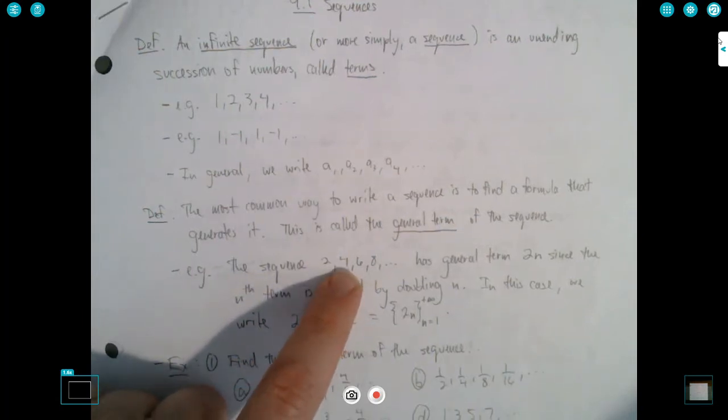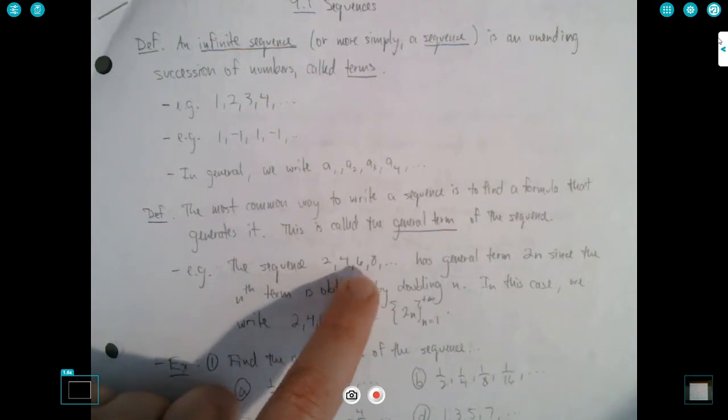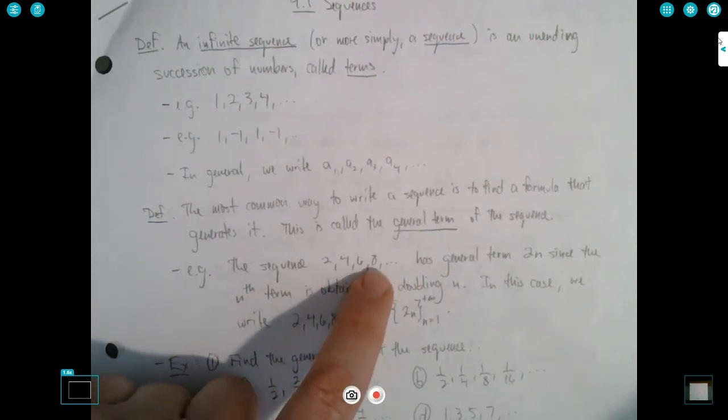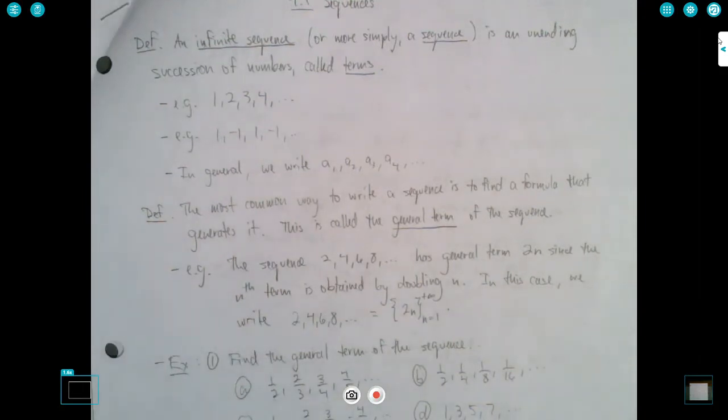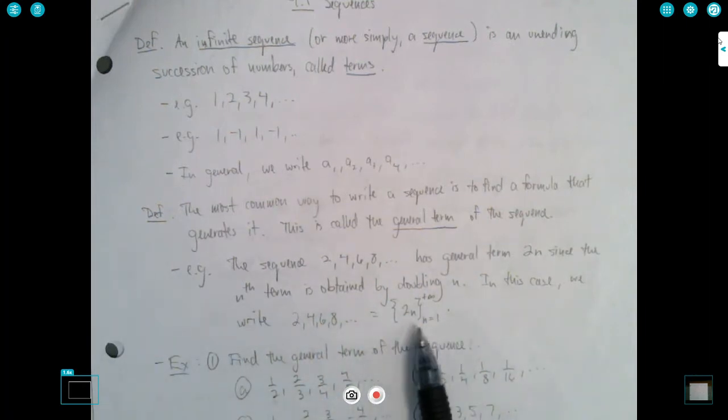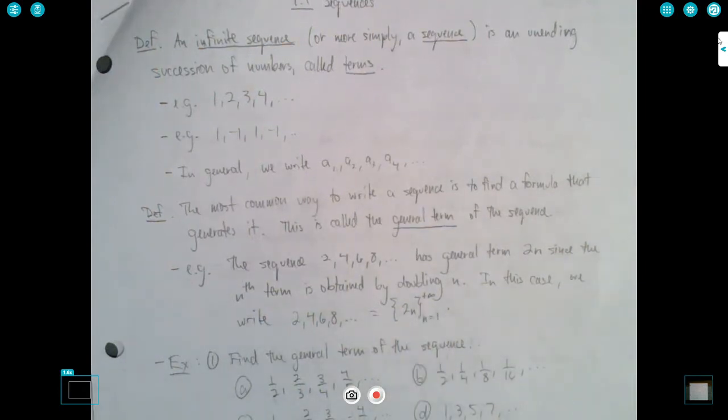This is the second term, so you double 2 and you get 4. You double 3 and you get 6. You double 4 and you get 8. You double 5 and you get 10. But you can tell what the 21st term, for example, is going to be: 2 times 21, which is 42. And so we write it this way. We say 2, 4, 6, 8, dot, dot, dot. We'll actually write it like this, and instead of curly braces, we'll just put the general term, 2n, with subscript and superscript, n equals 1 to infinity.